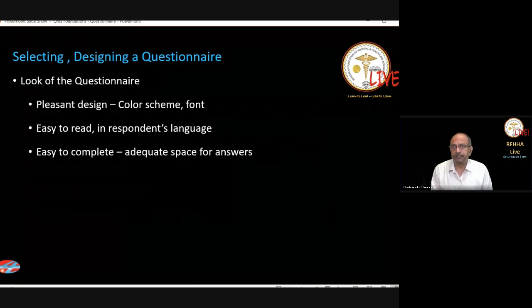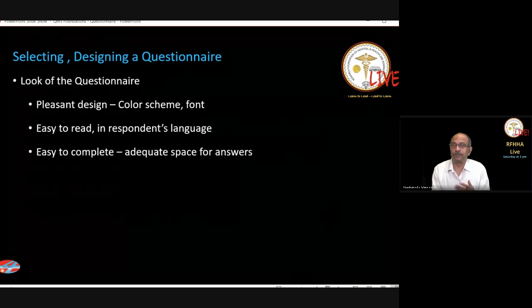Next is the look of the questionnaire. Now, the questionnaire has to be designed well. Apart from the content of the questionnaire, you also have to worry about the presentation, the design of the questionnaire, and the color scheme and the fonts you are using. If you use very small fonts, the senior people will find it difficult to read. If you use a badly designed color scheme, it will look odd and will not be easily readable. If you use a questionnaire in a language which is not the first language of the respondent, then they may find it difficult to answer.